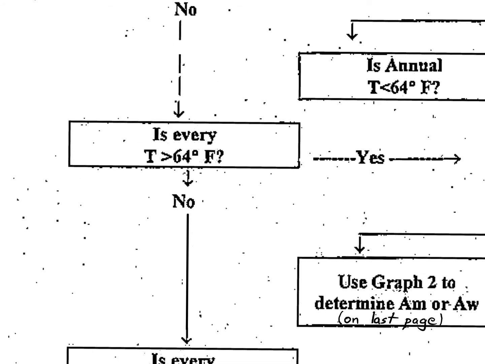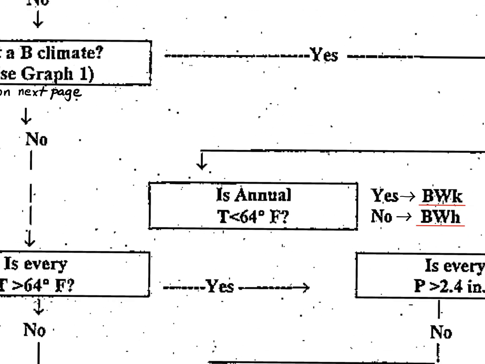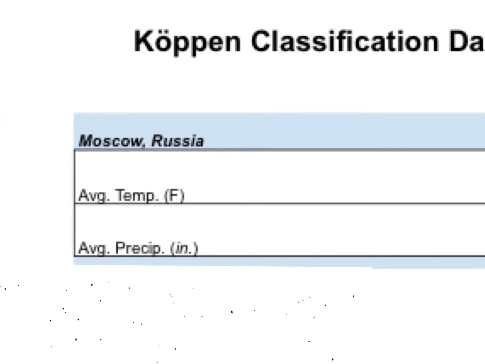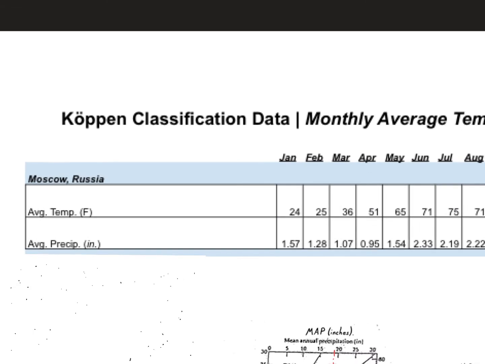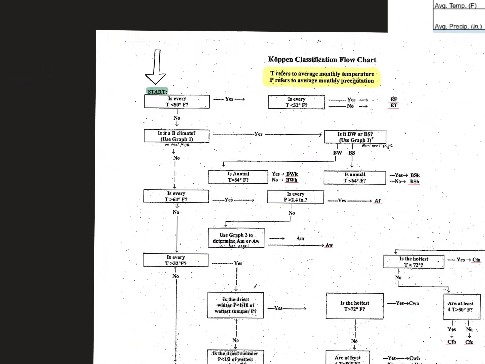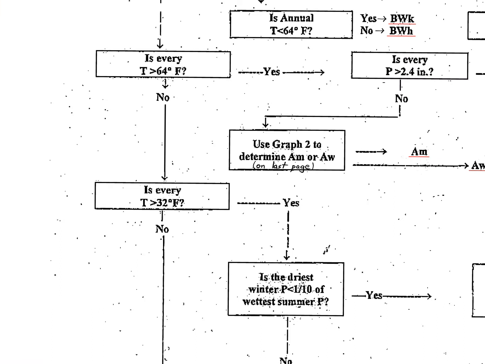Is every temperature greater than 64? You may remember when you looked at the data last, is every temperature greater than 64? We can see for Moscow, most definitely, no. It is brutally Soviet cold in the wintertime there. So average temperature, no, we are not. So we go to our graph again. Is every temperature greater than 64? Nope. Is every temperature greater than 32 degrees Fahrenheit? We just looked at that, so no, we saw 25 degrees, so nope. We're going to carry on down.